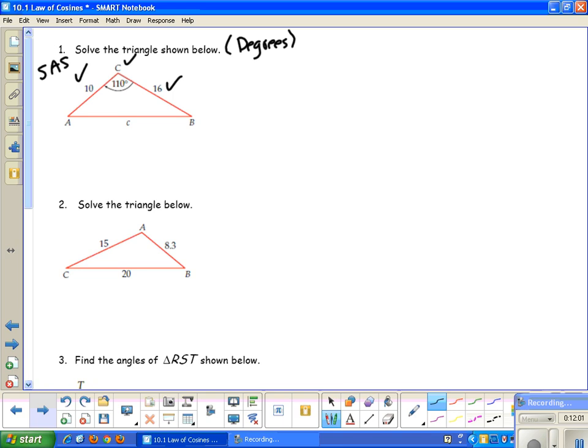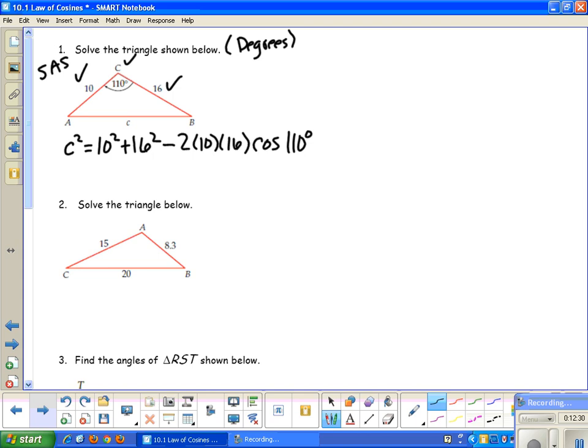Now, for this, if I want to solve for side C, let's go ahead and do that first. So C squared would be equal to, in this case, 10 squared plus 16 squared minus 2 times 10 times 16, and then the cosine of the angle, which would be 110 degrees. So this is the equation that we are solving right here.